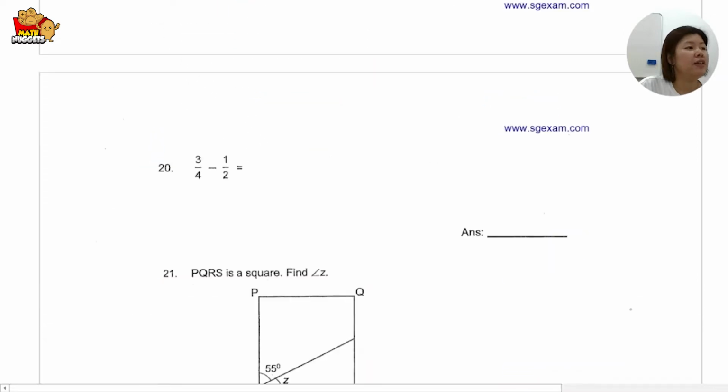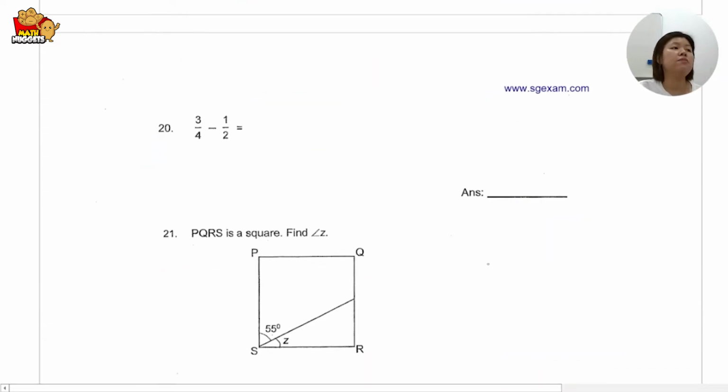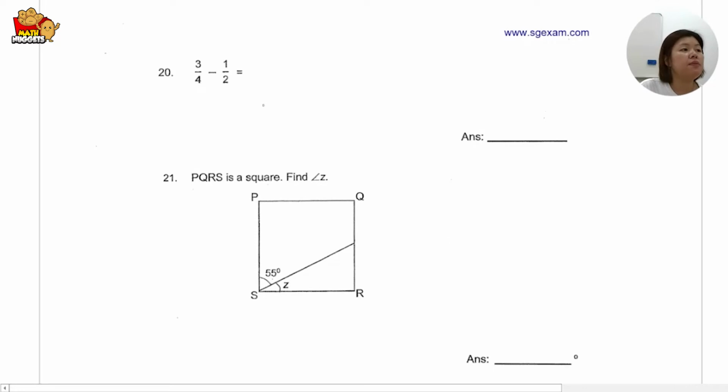Okay, next, fraction minus. So same thing, fraction, when you want to plus and minus, please make sure to change your denominator to be the same. So denominator is 4 and 2, nearest is 4. So I'll just take 3/4 minus 2/4, which will get 1/4.